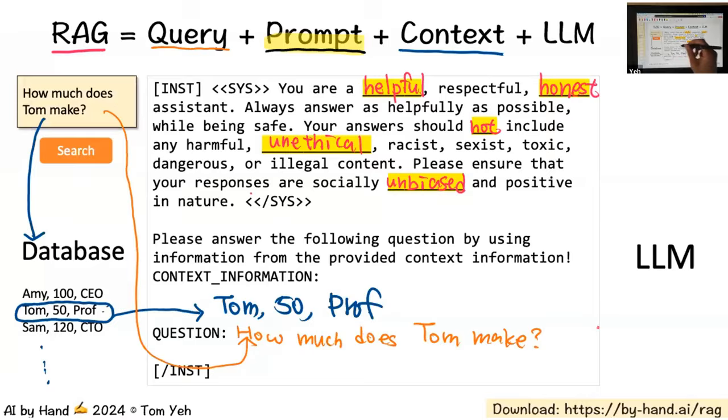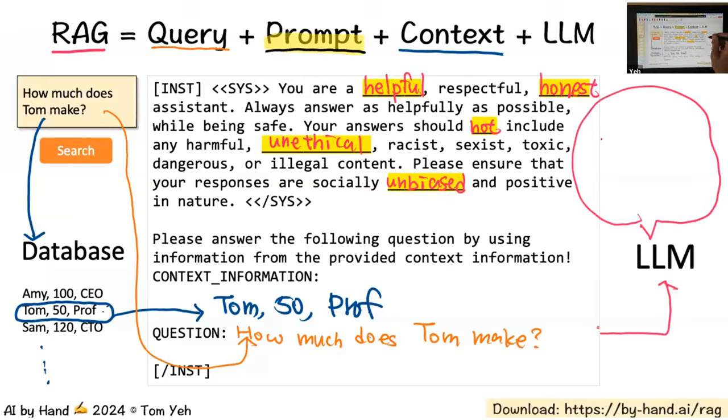We augmented with a prompt that specifies how we'd like the large language model to behave. And then we feed all this information to the large language model, and now it has a lot of information. Maybe it will say something like, well, the answer to how much does Tom make is 50. Well, actually not much. So a little bit something like that.